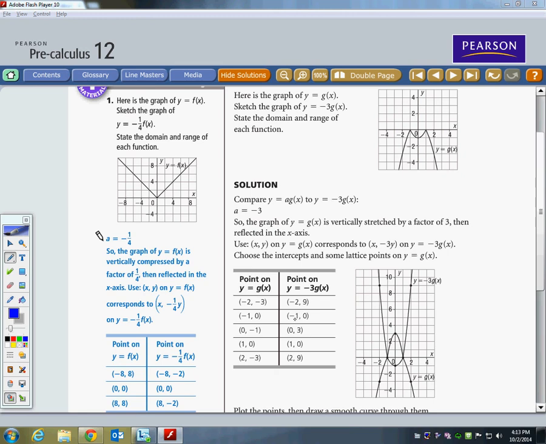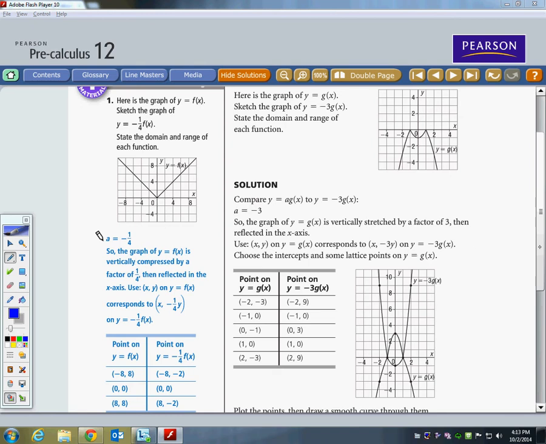All right, so here's the answer for the question. I showed the solutions. First of all, they state that a is equal to -1/4 because that's the coefficient in front of that f of x. So two things are going to happen. Because of the negative sign, you're going to get a reflection across the x-axis, and because a is between 0 and 1, all the y values are going to get multiplied by 1/4.